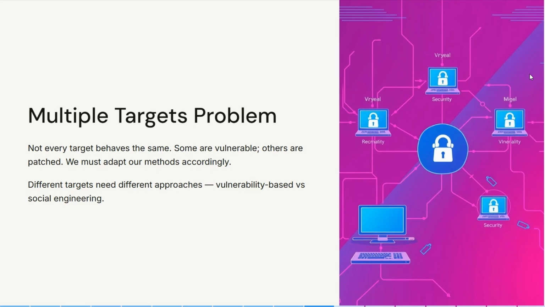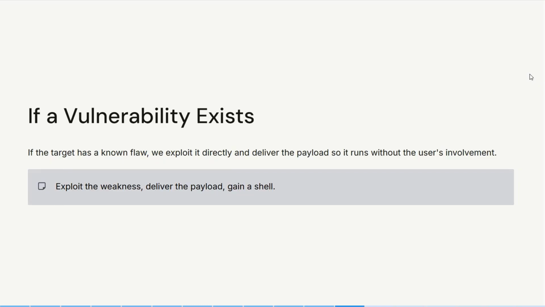Vulnerability-based versus social engineering. These are two methods of sending a payload across to a target. If a vulnerability exists, that is, if the target has a known flaw, the attacker is going to exploit it directly and deliver the payload so it runs without the user's involvement.